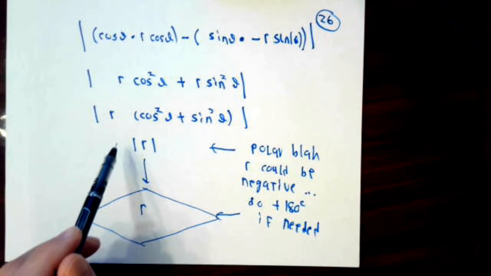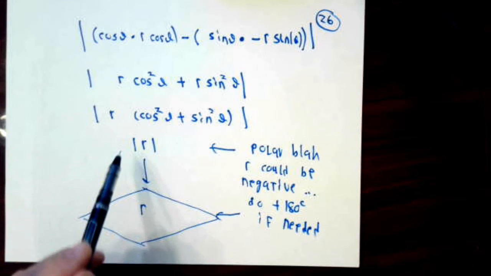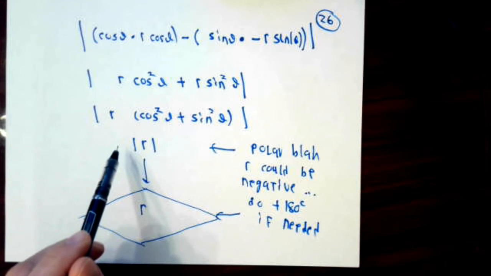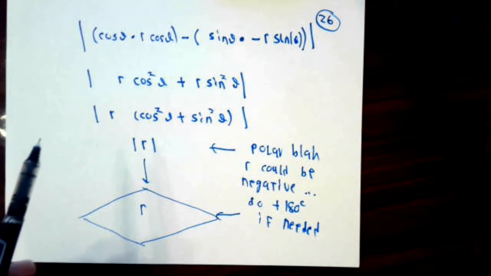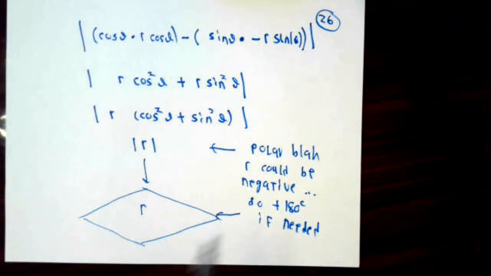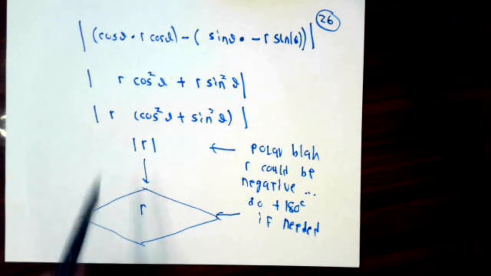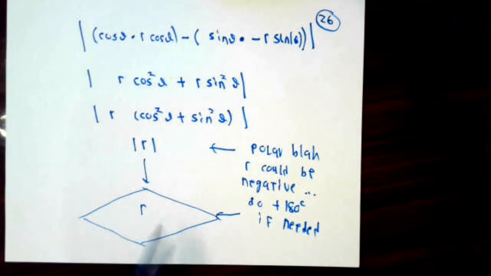So really, if I wanted to be picky about it, I should write down an extra factor of absolute value of r. But I said I was going to make the choice that the r was always non-negative. If I make that choice, that very ugly piece of notation simplifies down to r.